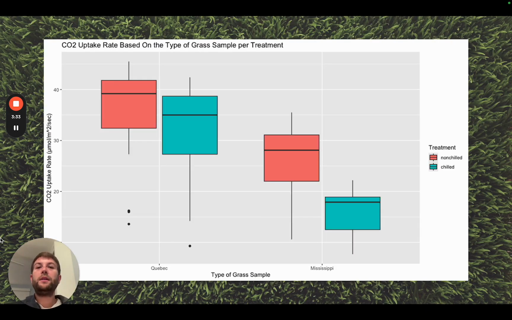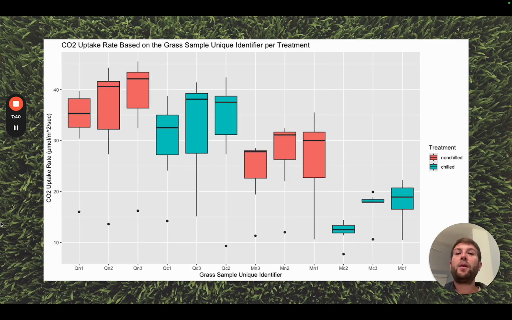Next, I wanted to build on my first visualization by adding the treatment categories to my existing box plot. The non-chilled treatment samples had overall higher uptake rates and median values compared to the chilled treatment samples. Quebec still overall had higher uptake rates compared to Mississippi.